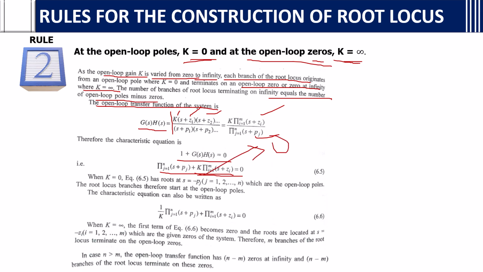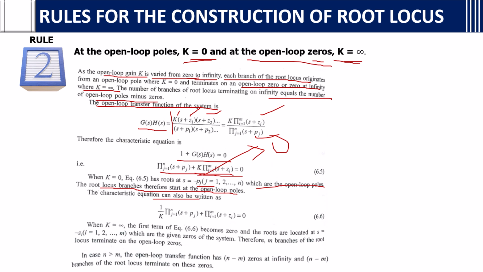So s will be what? s is equal to, pj will go that side, so minus pj, where j equals 1 to n, which are the open loop poles. The root locus branches therefore start at the open loop poles. The root locus will start now from poles. Why? Because we are getting p values. Why? Because k is 0.